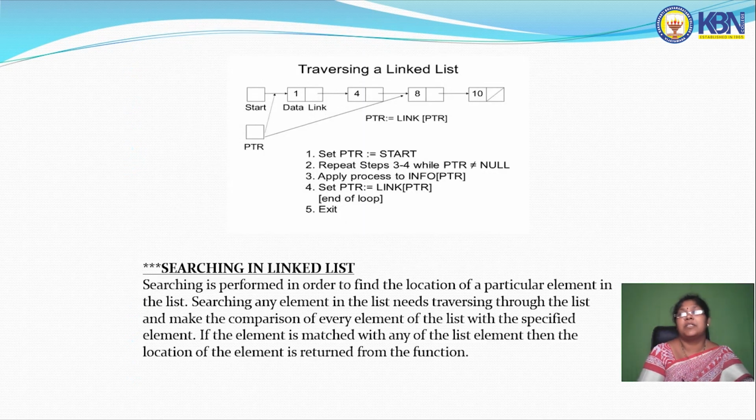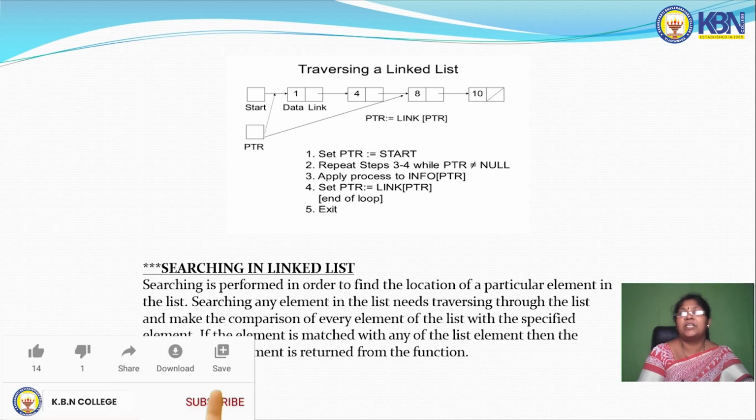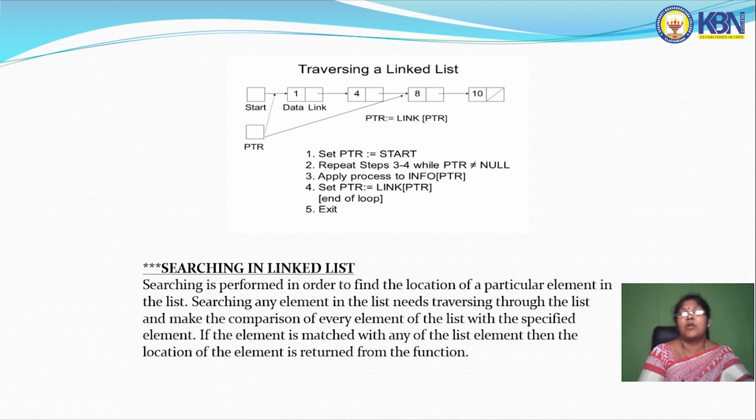Okay. Traversing. So traversing a list means 1, 2, 3, 4. We can set the elements like PTR equal to start. So steps 3 and 4 will be repeated up to the null point. So when we get null, it means no element is there. So apply the process to info of PTR. PTR equal to link of PTR. Those are the elements we will traverse: 1, 2, 3, 4.